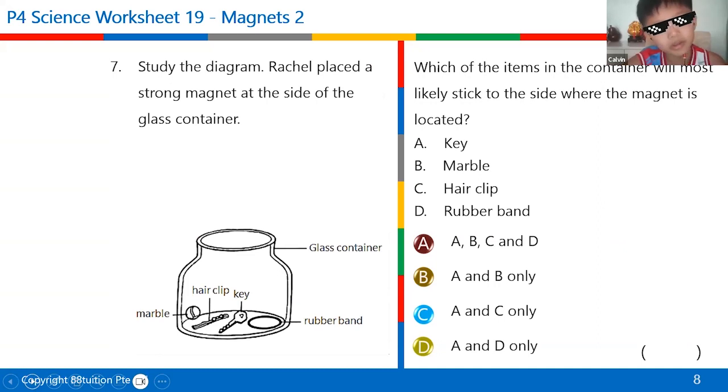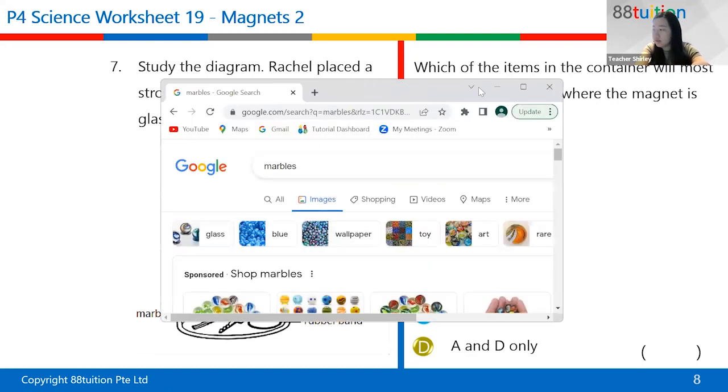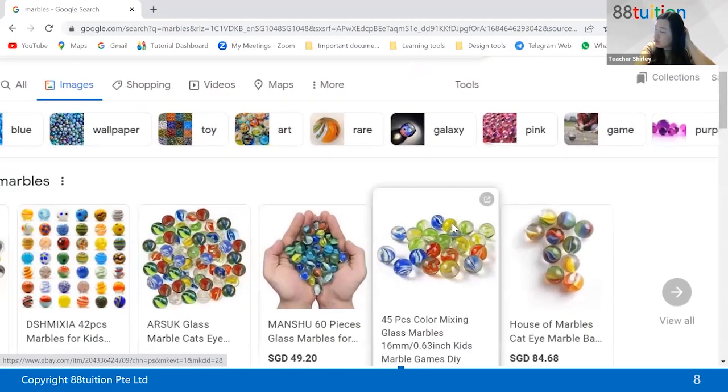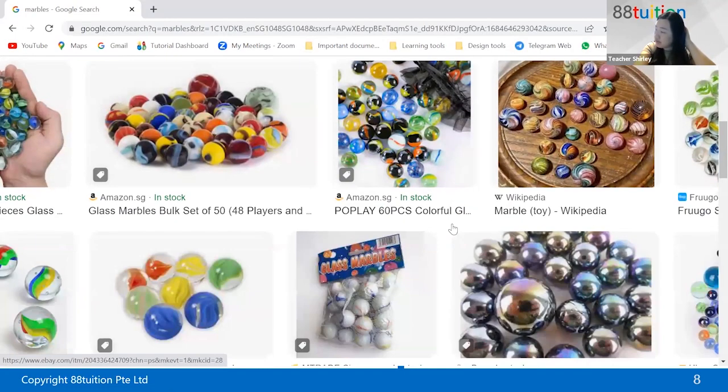I think so. I checked on Google and they say there are those kinds of marble that are magnetic. Oh, generally, I think marbles are made of glass. Let me just show you some examples. There you go. Okay, generally marbles are made of glass.